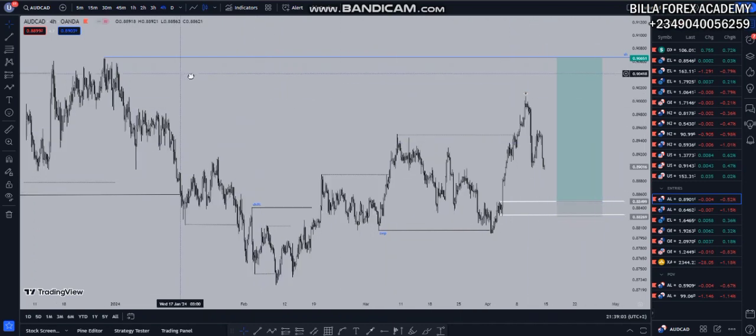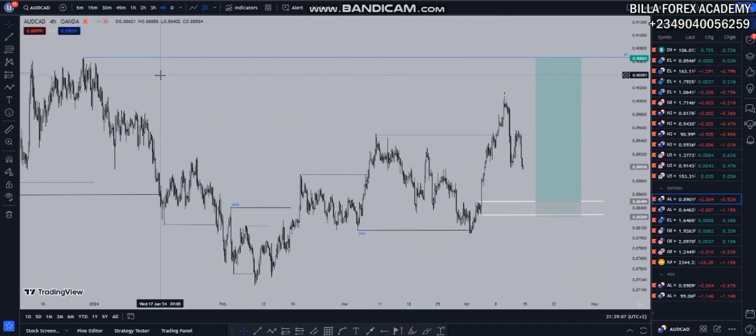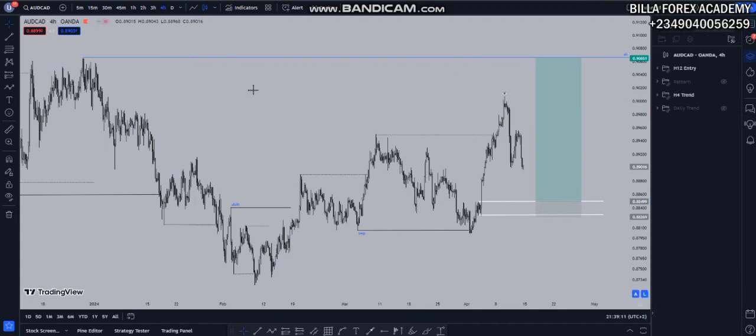So today we'll be looking at our weekly outlook, what we're expecting price to do this week. So we'll just be looking at four pairs only. So currently we're on AUDCAD. So first of all, let's just see what price is doing on the daily time frame.